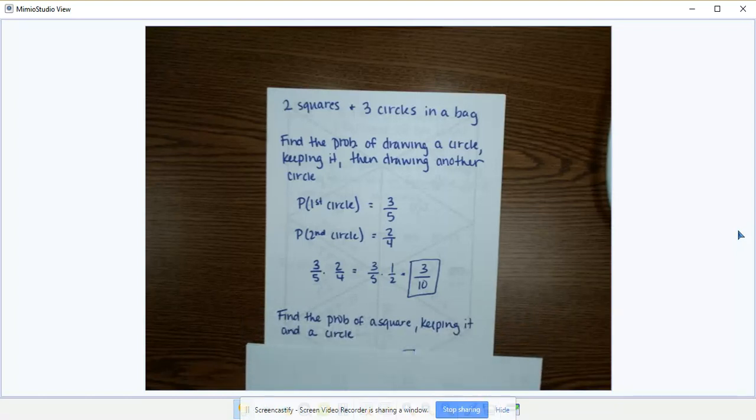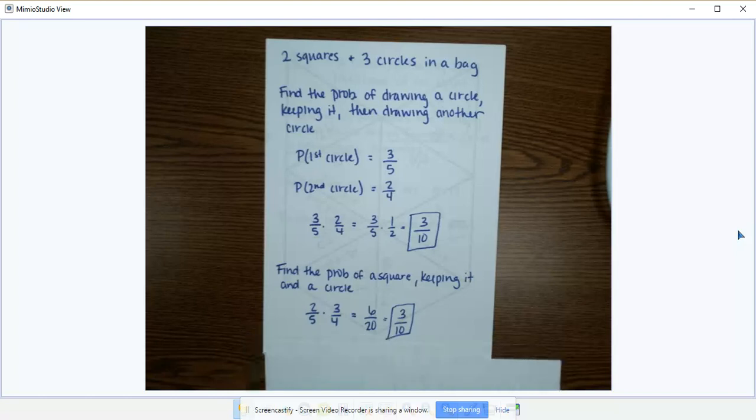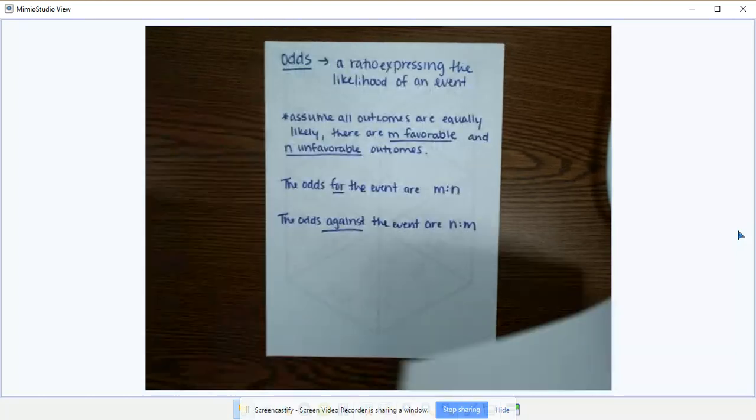Okay, find the probability of picking a square, keeping it, and then choosing a circle. So probability of a square is 2/5. Probability of a circle for our second pick would be 3/4. So it gives us 6/20, which is 3/10.